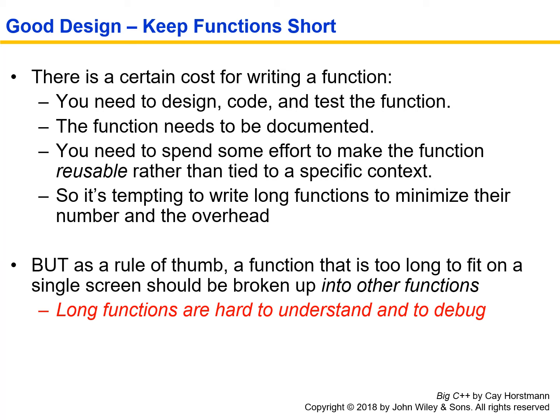There is a certain cost for writing a function. You need to design code and test it. The function needs to be documented if you're doing this for real in the real working world. You need to spend some effort to make the function reusable rather than just an exact copy of the code you'd write for that particular context. The difference between hard coding between 0 and 60 and having a parameter of the lower and upper limits, for example.